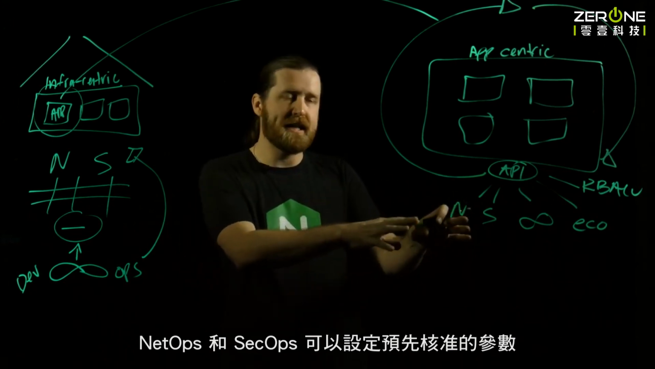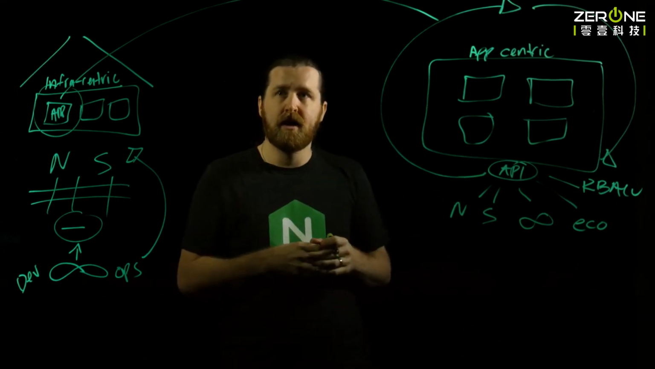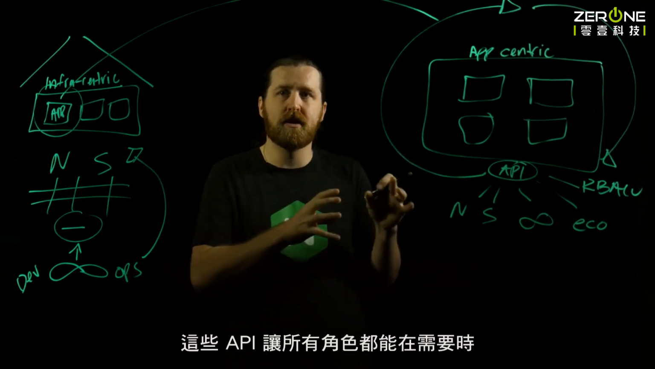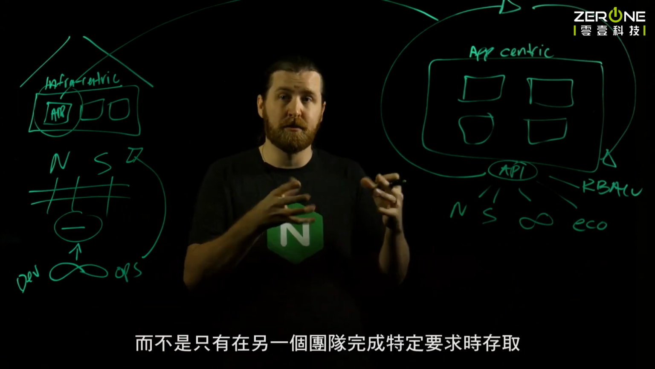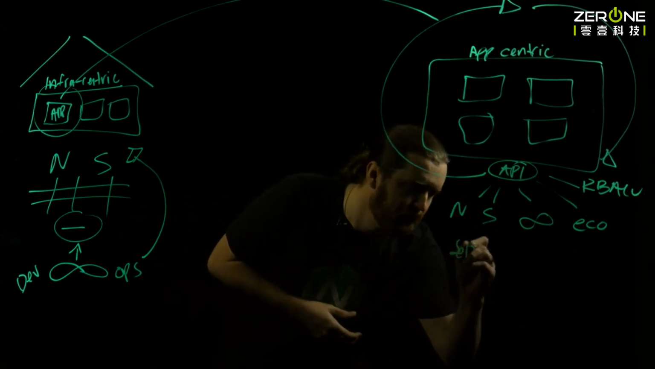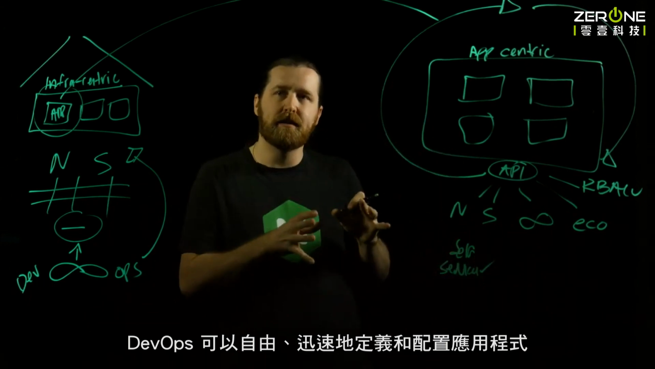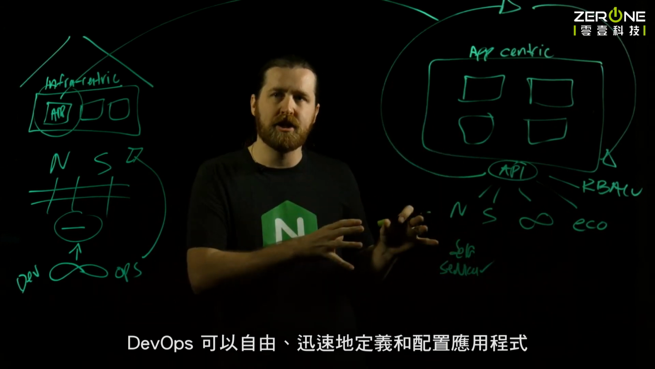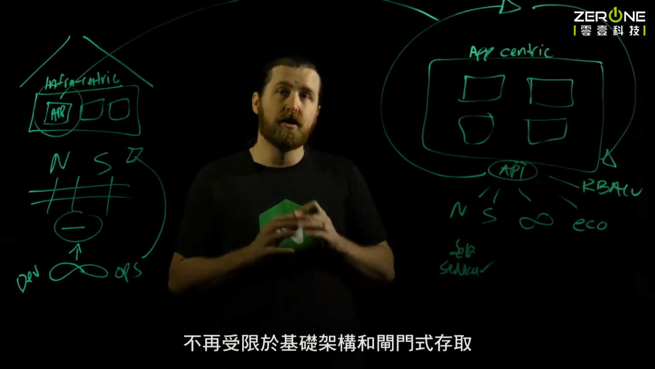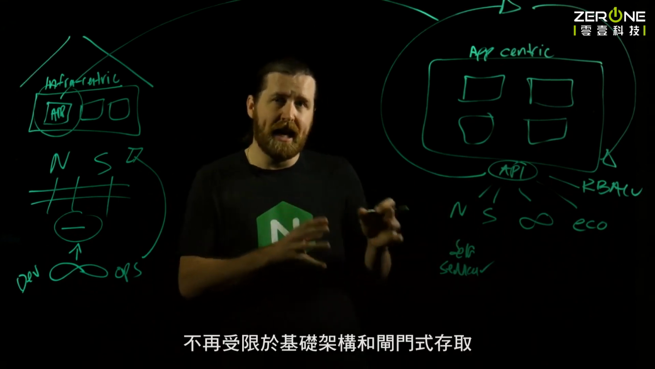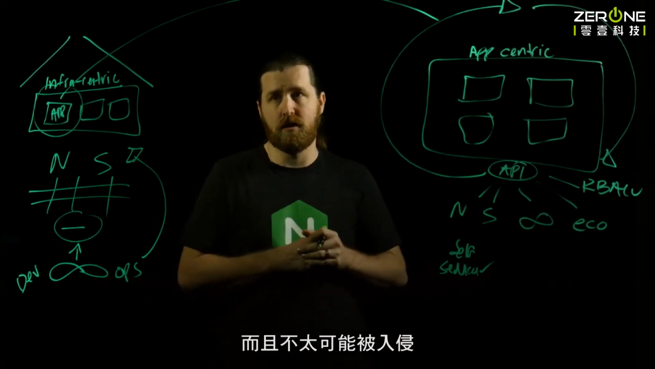NetOps and SecOps can establish guardrails instead of gates by setting up pre-approved parameters. This API enables all personas to access the app and its components when they need to, versus only when another group has completed a ticket request. DevOps gains the freedom and agility to define and configure their applications, and each team can have a customized view into what matters most. No longer constrained by the infrastructure and gated access, DevOps will be able to deliver business-critical code, and they are unlikely to go rogue.